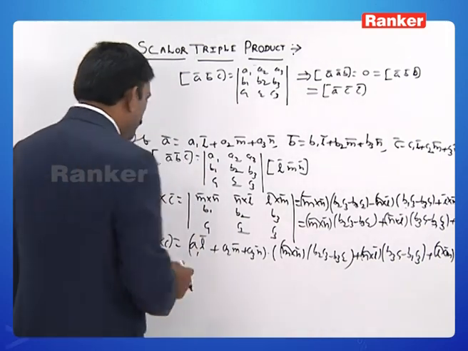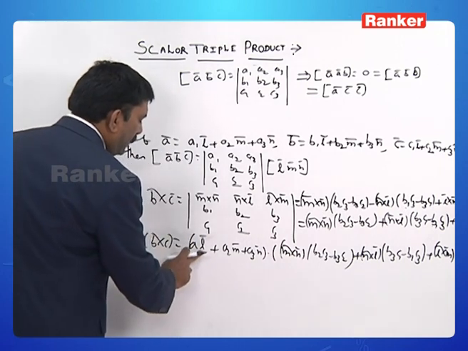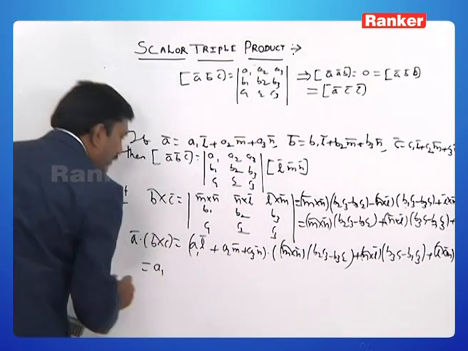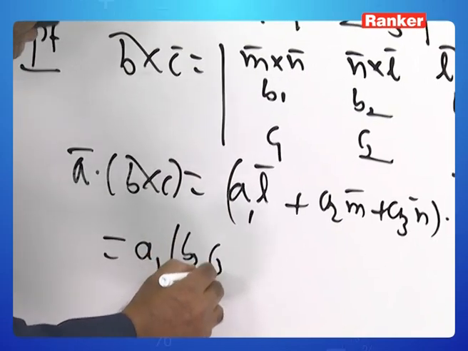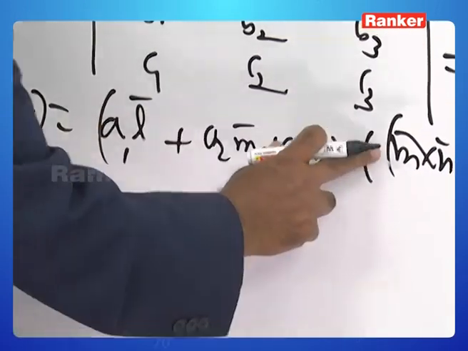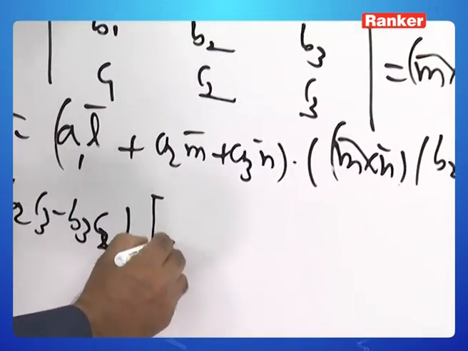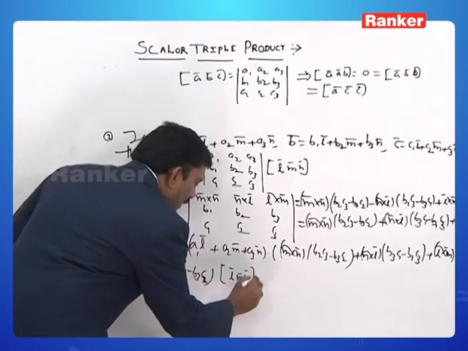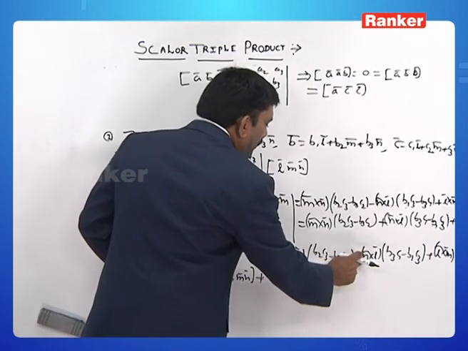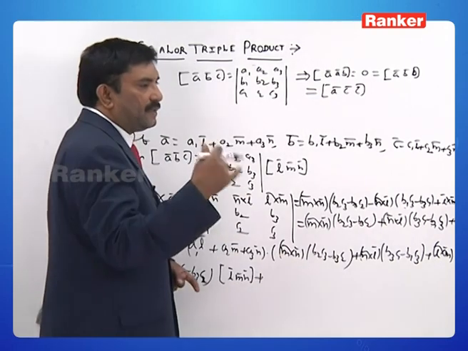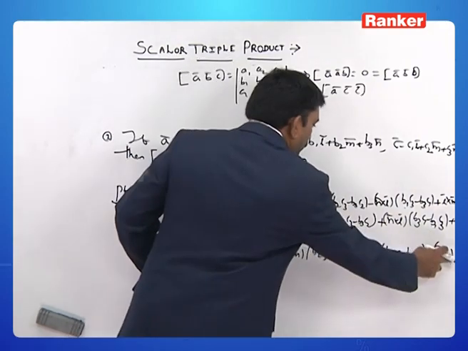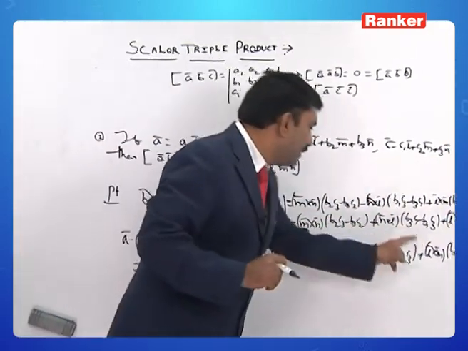So therefore, now you take the dot product of A1 into L bar dot with this one. So therefore, I can write A1 into B2C3 minus B3C2, that is L dot of M cross N, means I can write box of L bar, M bar, N bar. Next, if I take this dot product with this one, that is L bar dot of N cross L, two vectors are same, its value is 0. This with this is also 0, because L is there, here also L is there.